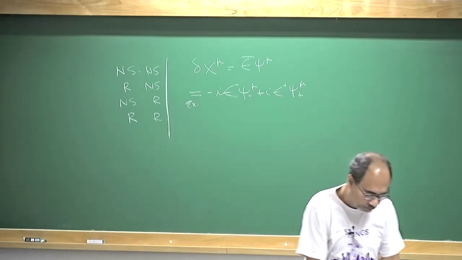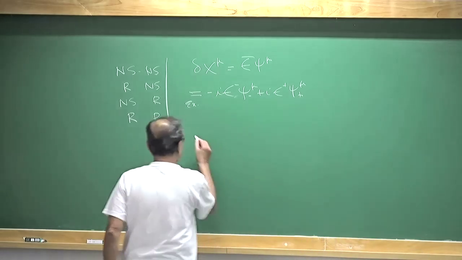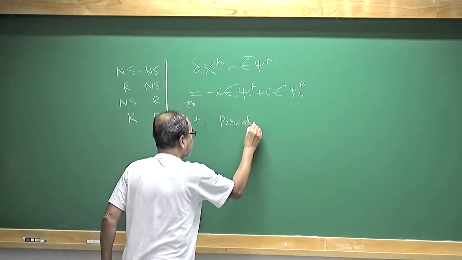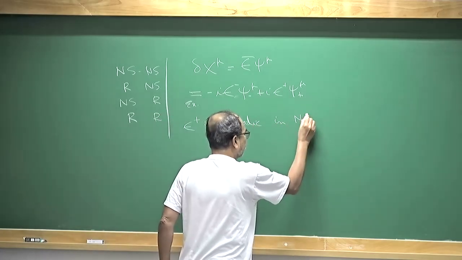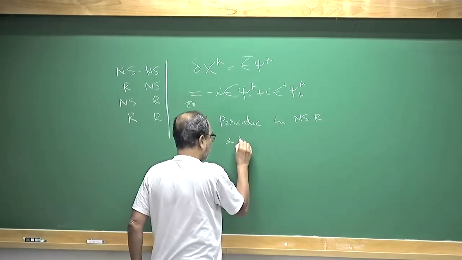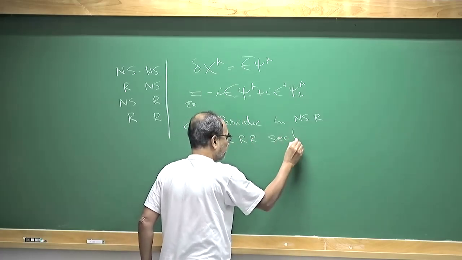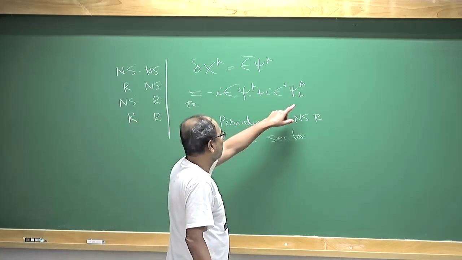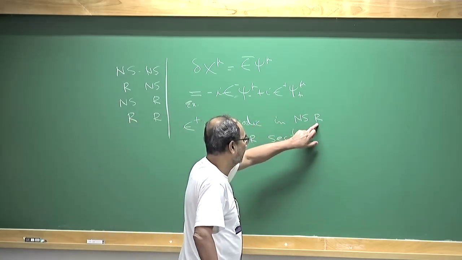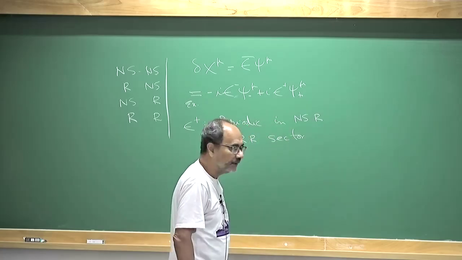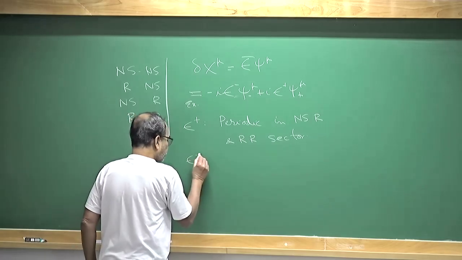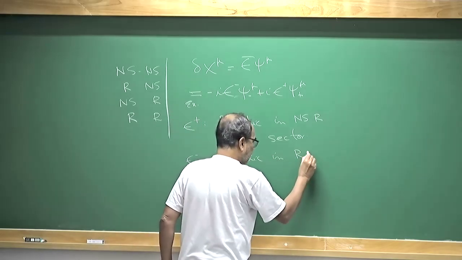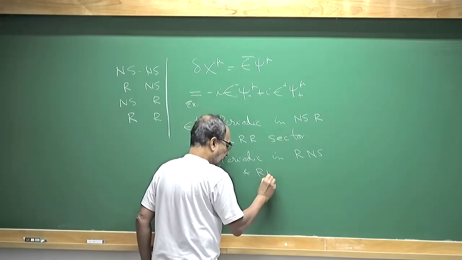So epsilon plus is periodic in NSR and RR sector, because NSR means psi mu plus is periodic. That's how we had labeled it. And epsilon minus will be periodic in RNS and RR sector.